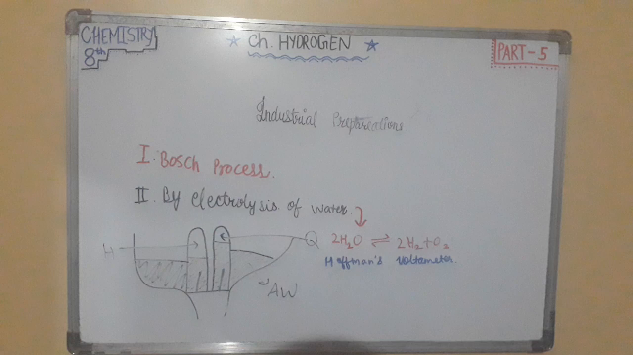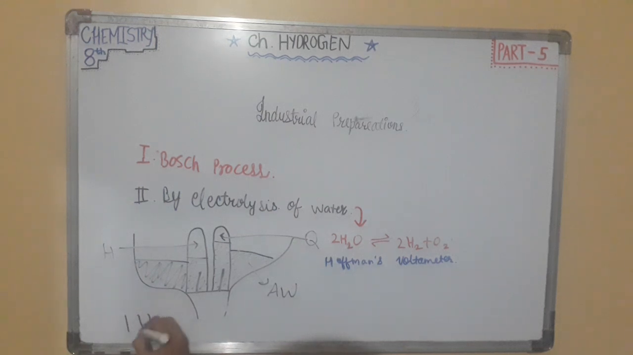Acidulated water is poured in the voltameter. Over each electrode, a test tube which is filled with acidulated water is inverted. Electric current is passed through the water via the electrodes. Current enters water through the anode and leaves through the cathode, decomposing water into hydrogen and oxygen. The hydrogen gets collected at the cathode and oxygen at the anode.